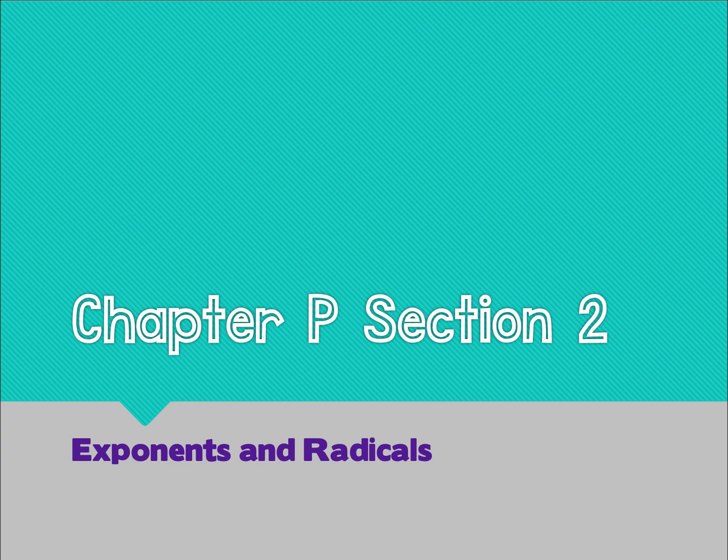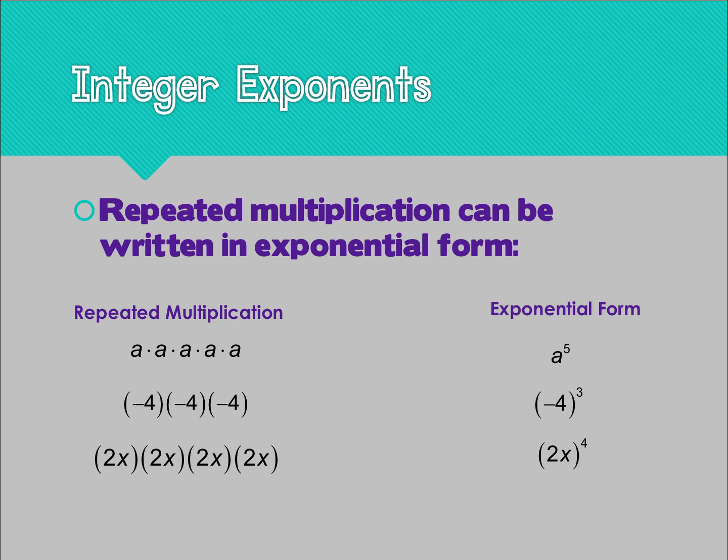But we are talking today about exponents and radicals in Chapter P, Section 2A. So when we talk about repeated multiplication, it can be written in what's called exponential form. On the left-hand side here, you have repeated multiplication. So you're seeing the same thing being multiplied repeatedly. So I have a times a times a times a times a. Negative 4 times negative 4 times negative 4. 2x times 2x times 2x times 2x.